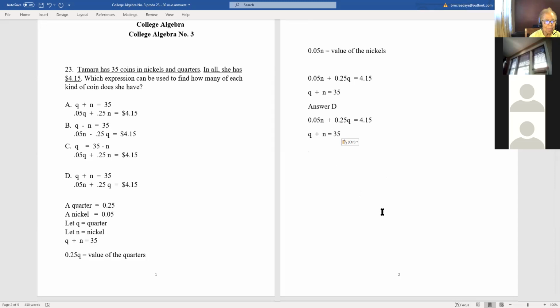0.05. What would you do? Now remember, you've got to multiply. Multiply what? 0.05 times what? 0.25. No. How could, let's just take this equation here. How could you get this equation to have one unknown, either n or q?